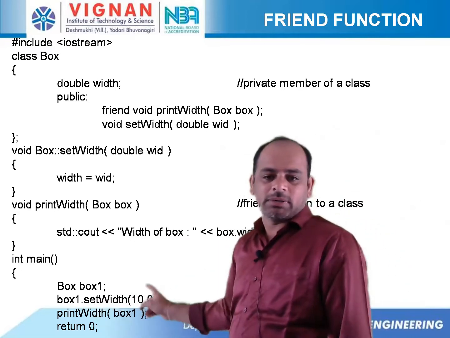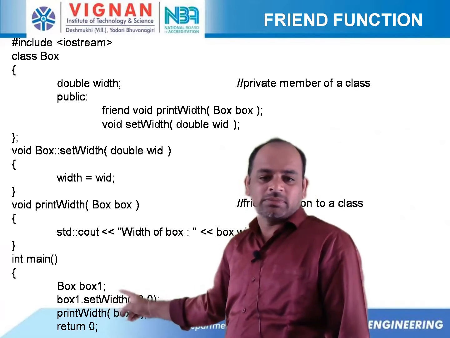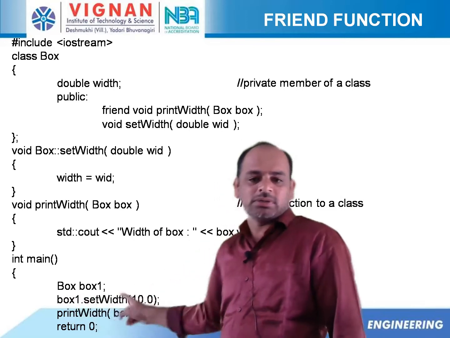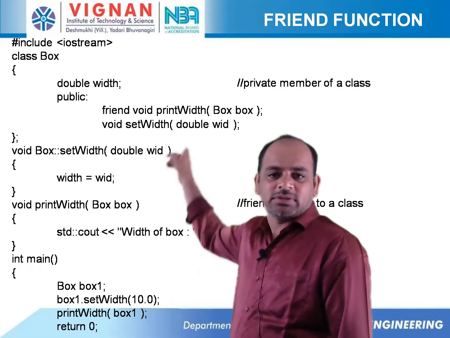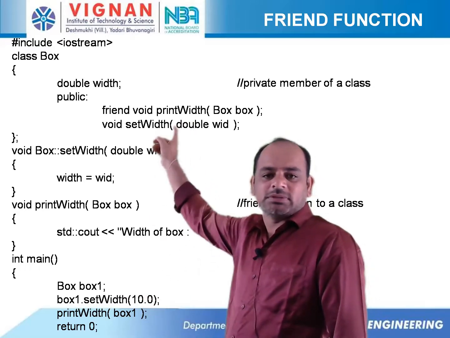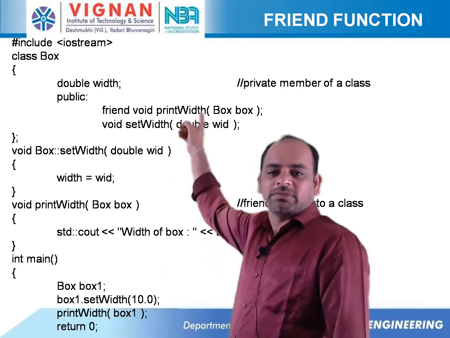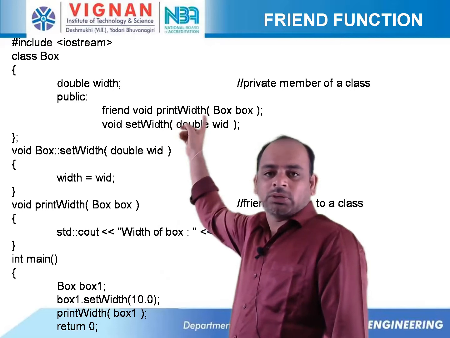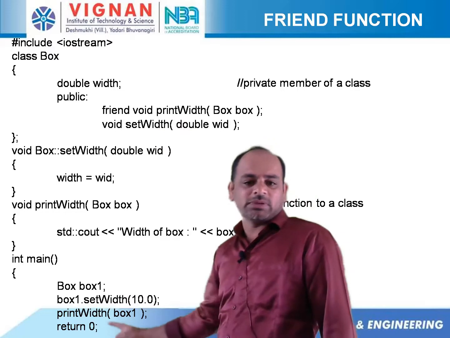We are passing the parameter double 10.0. See here, set width is a non-friend function which is called by using the object name, that is box one dot set width, and we are passing the parameter 10 here, right? Then this function will be called. But print width is a friend function, so to call this friend function, we need not use an object name. Directly we can call it just like our normal function.